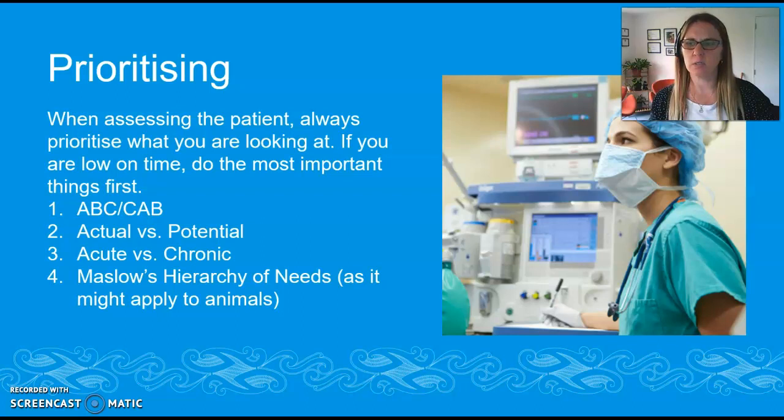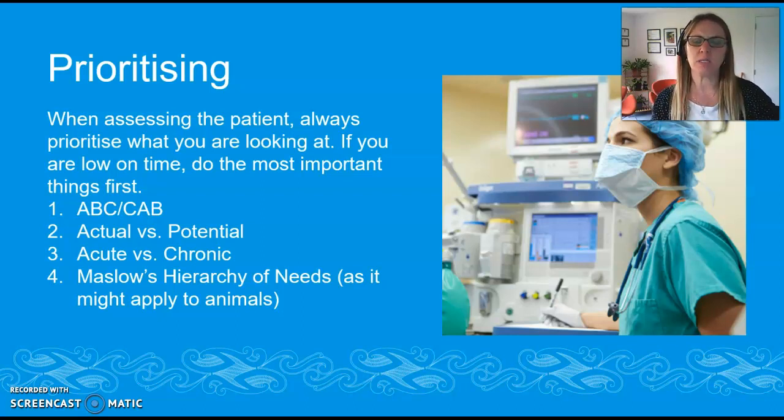So think about prioritizing ABCs. You want to make sure the patient is not bleeding out, that it has an airway, that it has a heart rate. Think about actual problems that you're seeing versus potential things, like that patient could go into respiratory arrest if it has asthma, or maybe it actually has a problem that its airway is compromised because it's been hit by a car. If it's an acute disease, that's potentially really different to you than a chronic disease that's been going on for a long time.